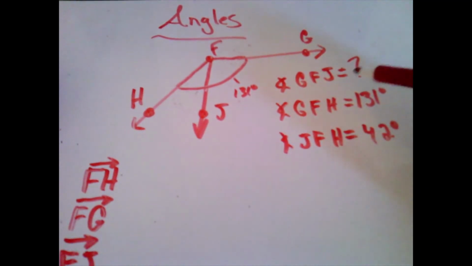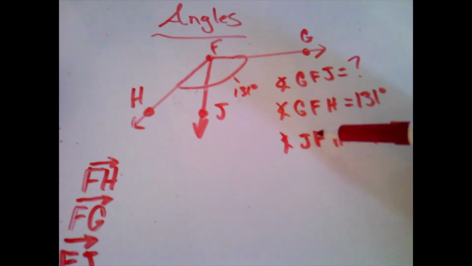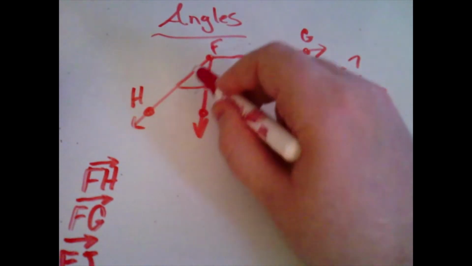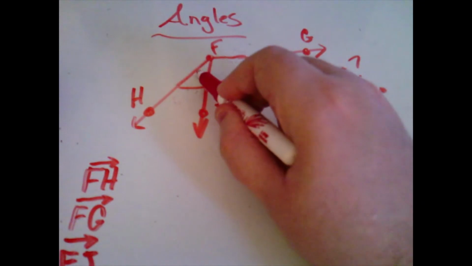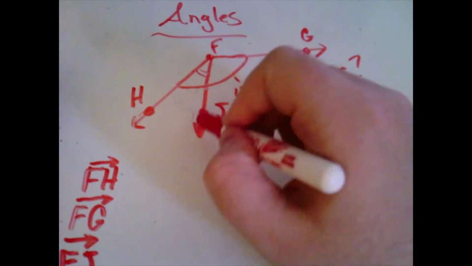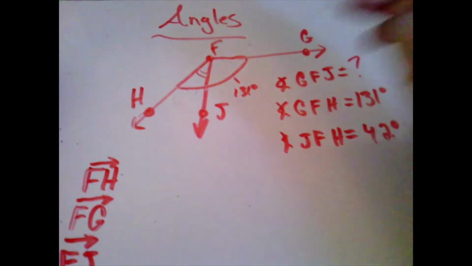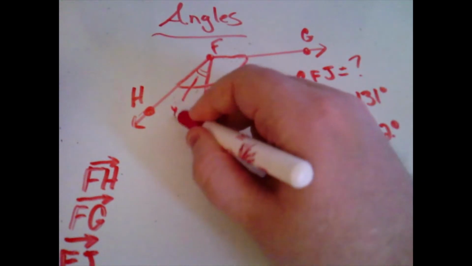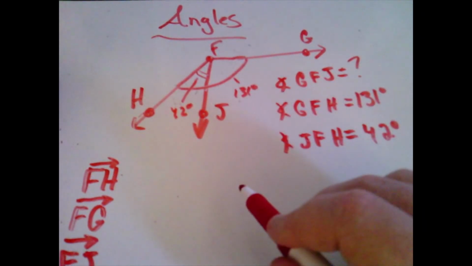Next, we know that JFH is 42 degrees. Angle JFH, this angle right here, is equal to 42 degrees. So this part here is 42 degrees.